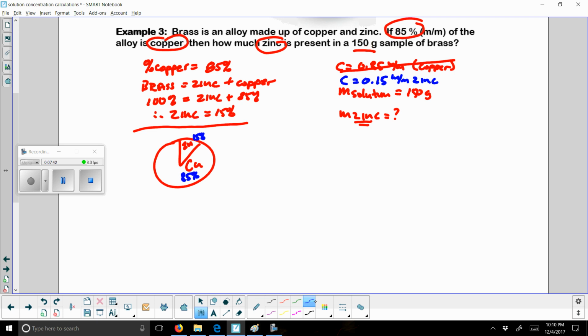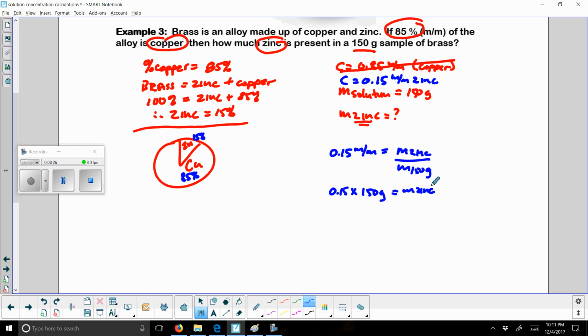So let's write down our equation. So our equation, remember, is the concentration. So here the concentration is 0.15 percent mass zinc. And it's going to equal the mass of the zinc, so a solid, over the amount of the whole solution in grams. So it's just like before, except we're doing grams. So then we just simply do a bit of math here. 0.15 times 150 grams. It's going to give me my mass of the zinc.